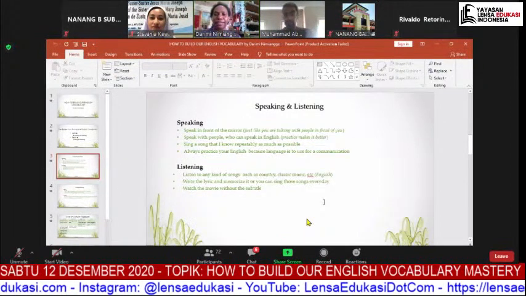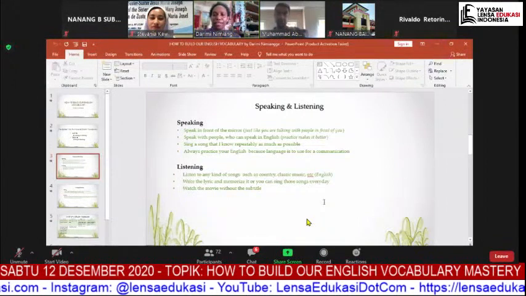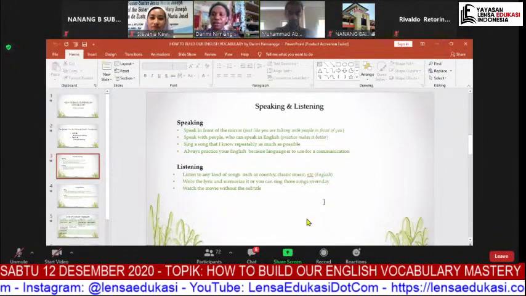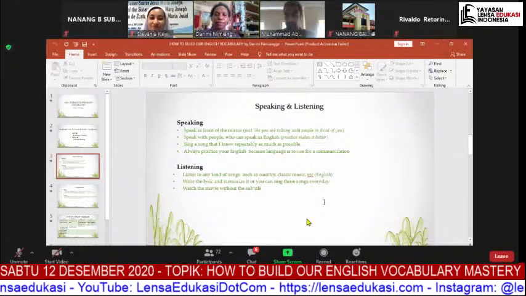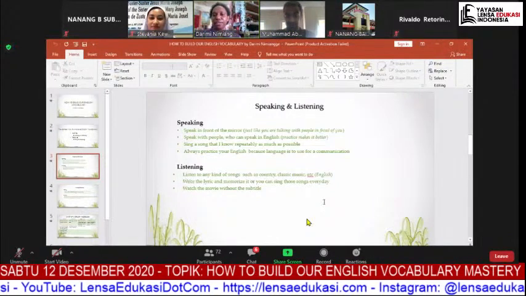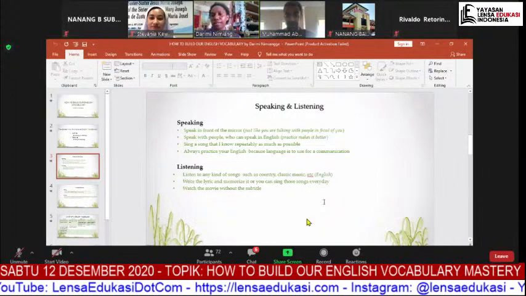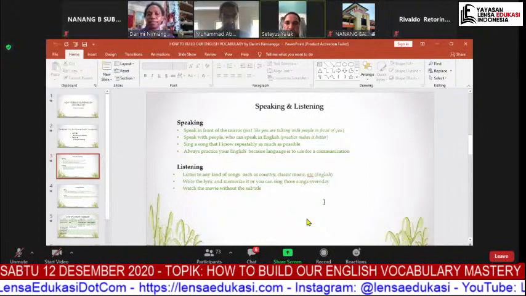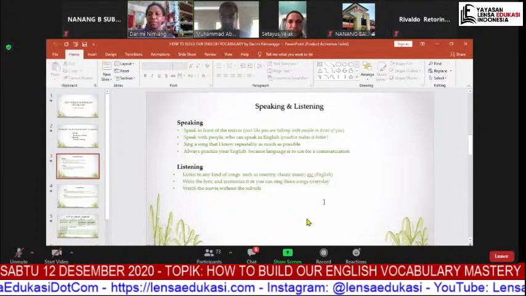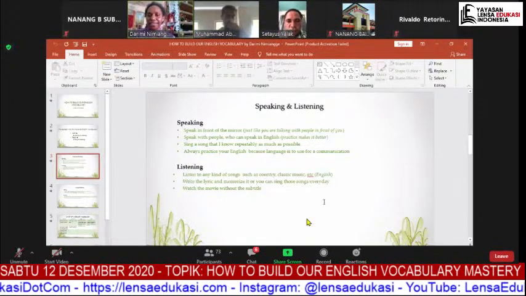I believe that. And the third point from speaking is to sing songs that I know repeatedly, as much as possible, every song in English. And the last point of speaking is to always practice your English, because language is used for communication. So I always practice my English.